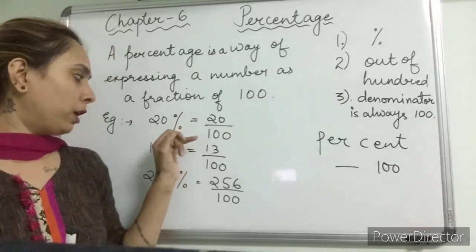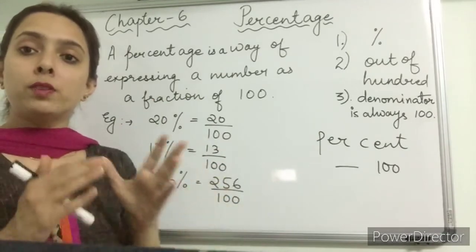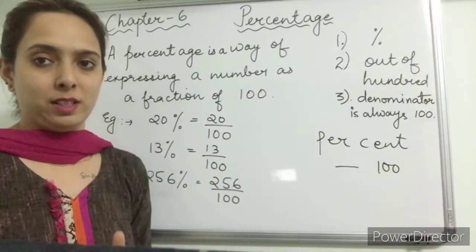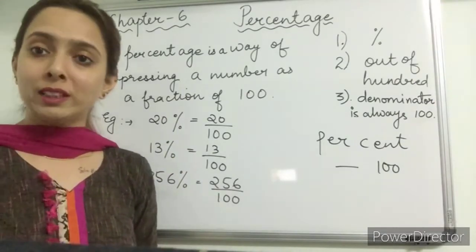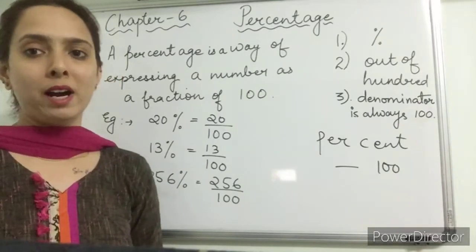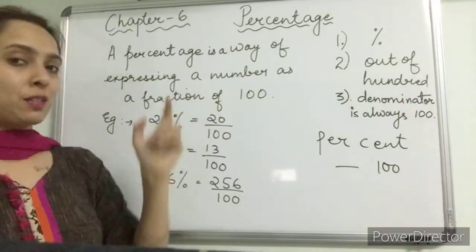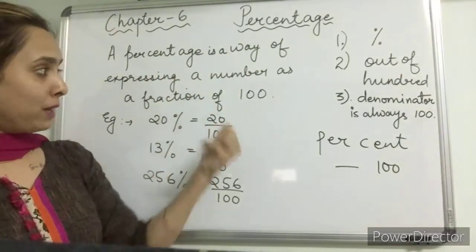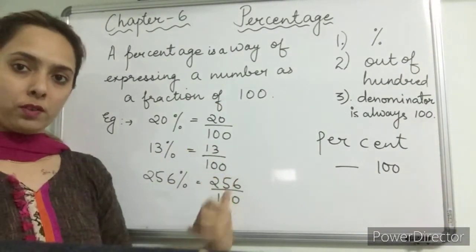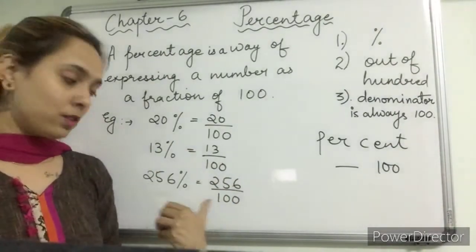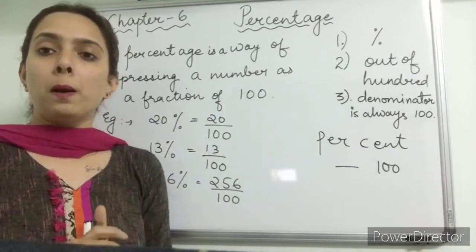So when you put the sign of percentage or remove the sign of percentage, there is an important role of putting 100. When there is a sign of percentage, you cannot write 100, and when you are removing the sign of percentage, you will always divide by 100. So 20% is a way of expressing percentage, and we have expressed it as a fraction of 100. 13%, 13 upon 100. 256%, so 256 upon 100. So this was general information about percentage.